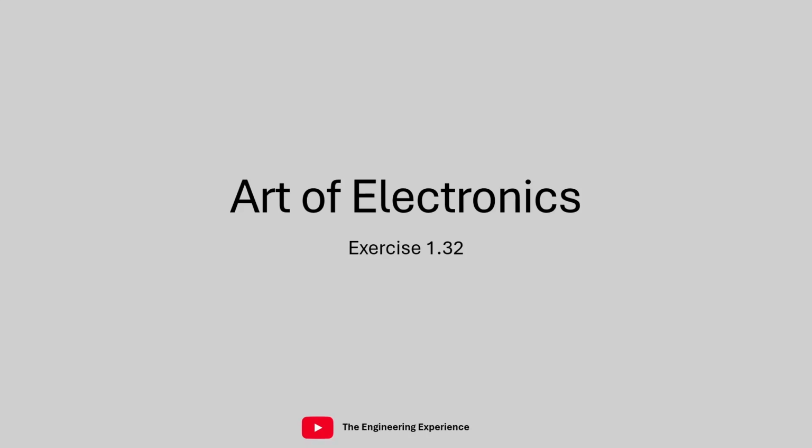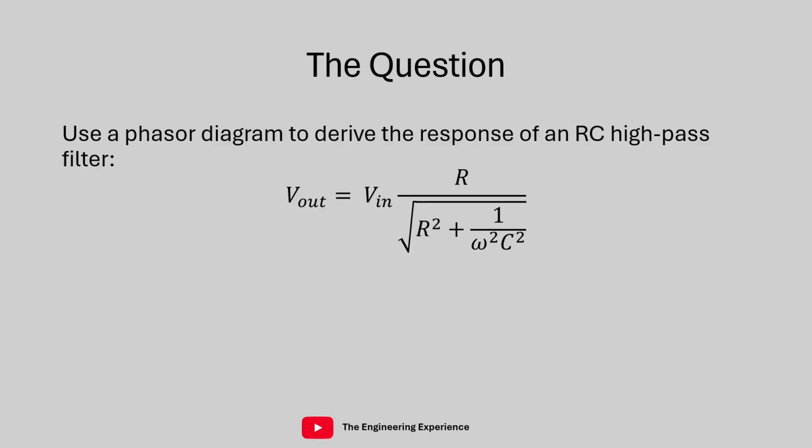In today's video, I'm going through exercise 1.32 from the Art of Electronics. In this exercise, we need to show using a phasor diagram that the response of a high-pass RC filter is equal to V out equals V in R over the square root of R squared plus 1 over omega squared C squared. So the equation that you can see on the screen now.